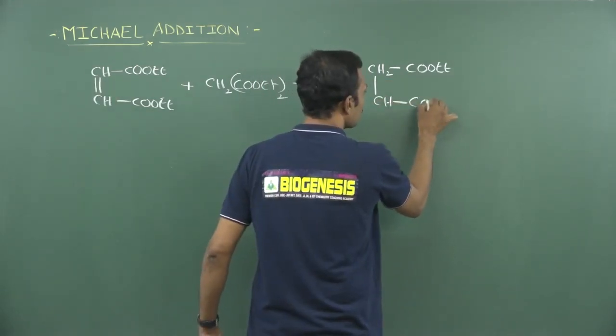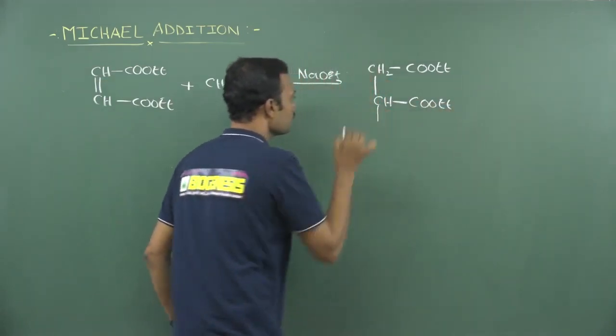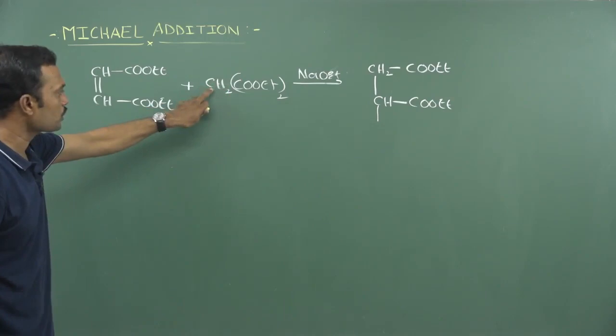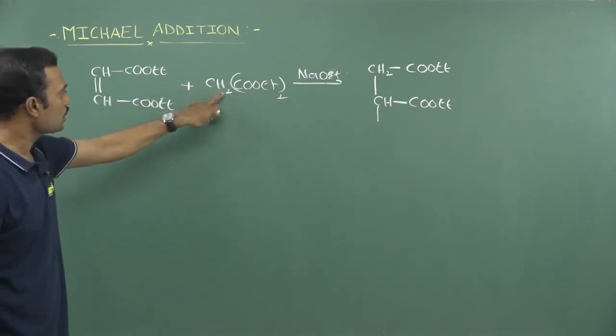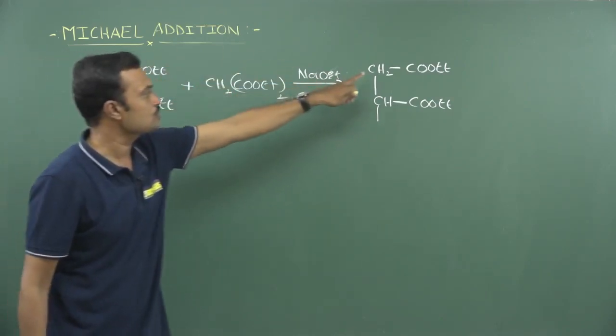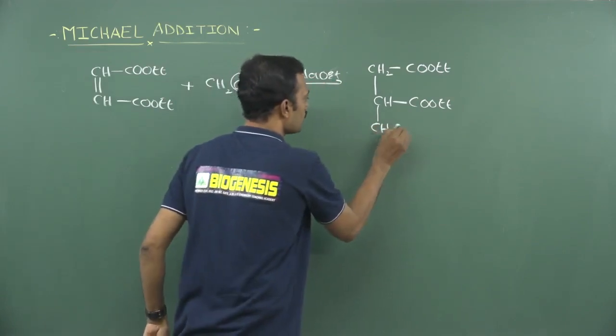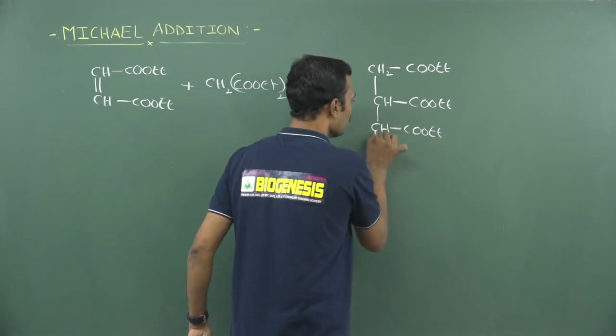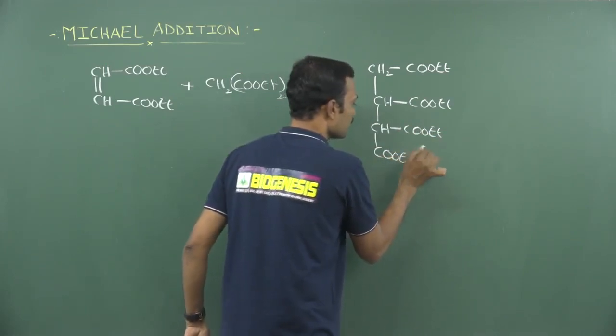Now here COOEt. If I remove one hydrogen here, then this part will be added totally to this carbon, and this hydrogen is going to be added here, so it becomes a CH2. Now this carbon CH, how many ester groups are present here? 2 ester groups are present, COOEt and here also COOEt, like this.